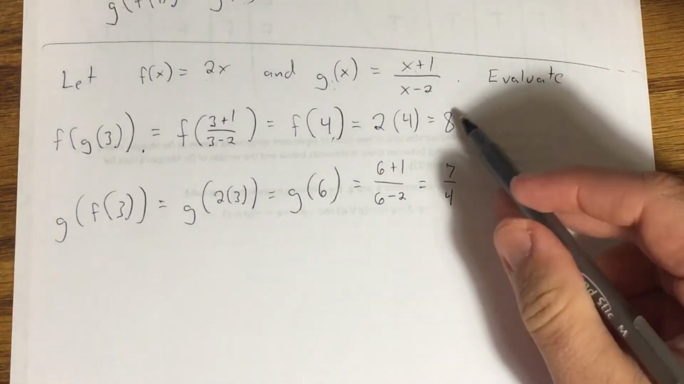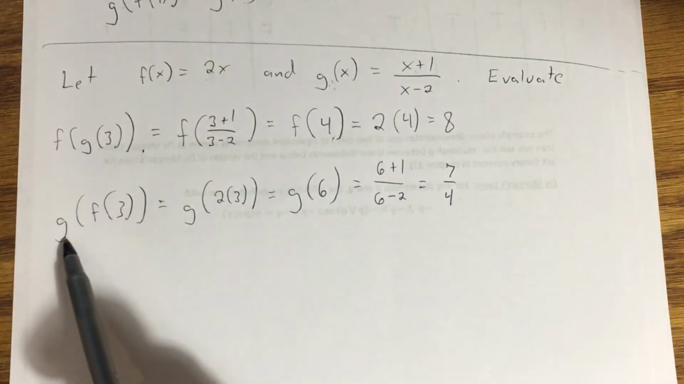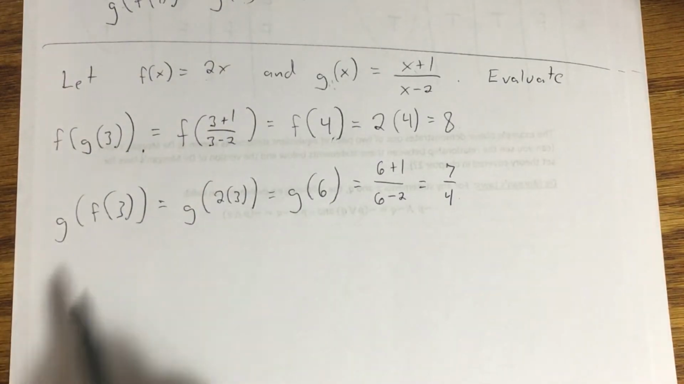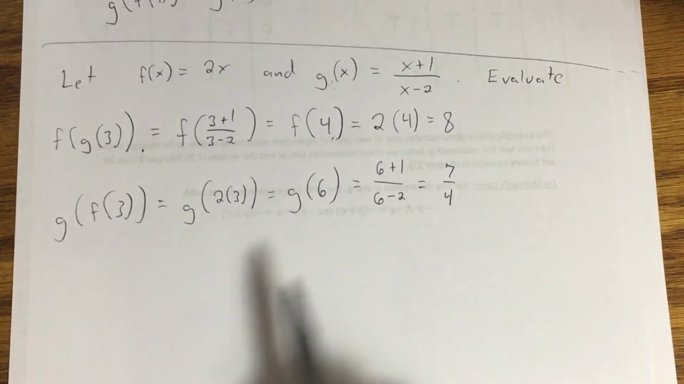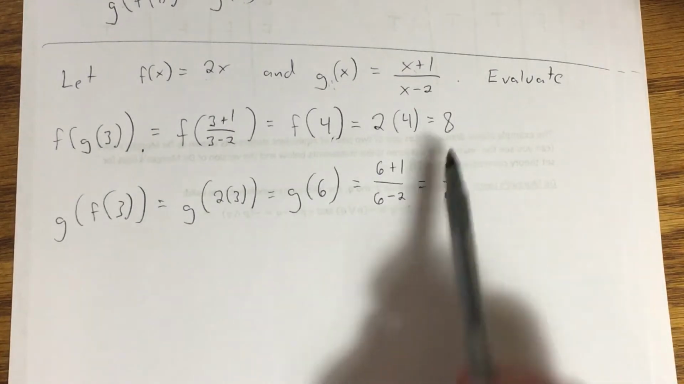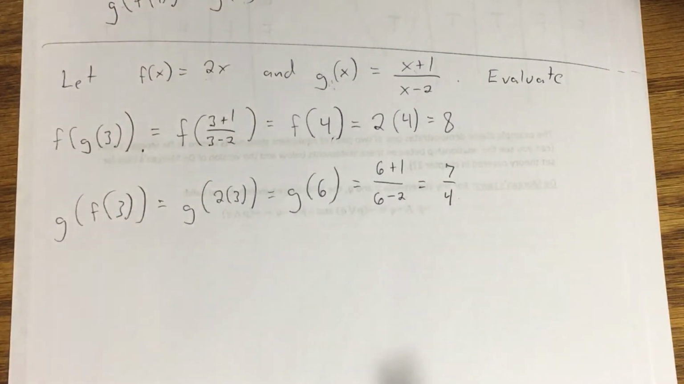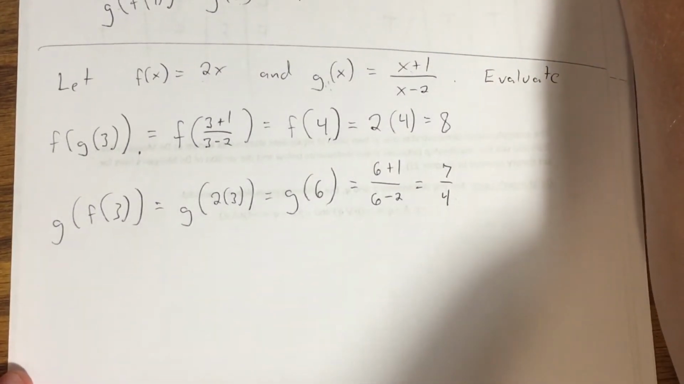Notice 7/4 and 8, those are not the same number. And so it looks like the order that we evaluate these compositions of functions in makes a difference. If you switch the order of f and g, you're not necessarily going to get the same output as a result. Okay? All right.